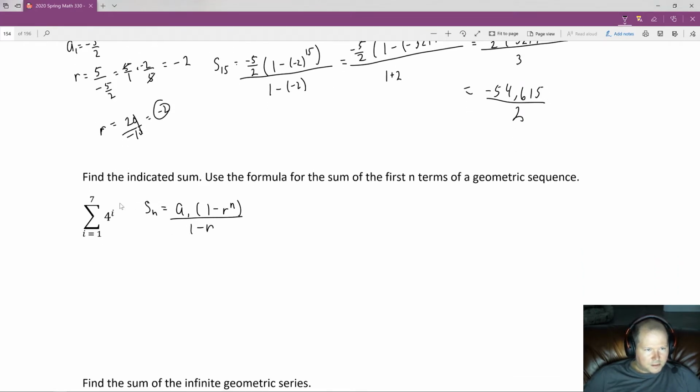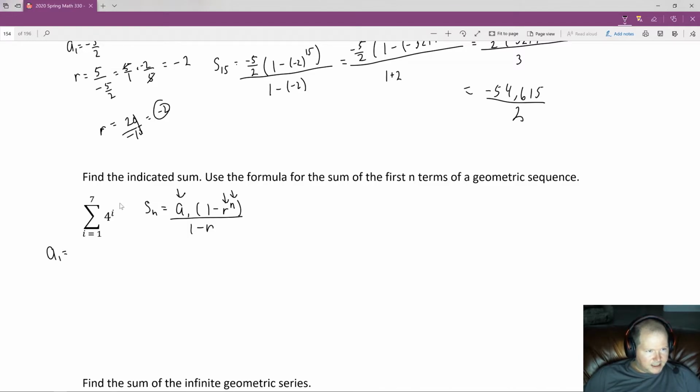Okay. So the sum is the first term multiplied by parenthesis 1 minus r to the nth power and parenthesis all over 1 minus r. So just like before, we need to find the first term, we need to find the r and the n. So we need to find all those variables. So the first term is equal to what?